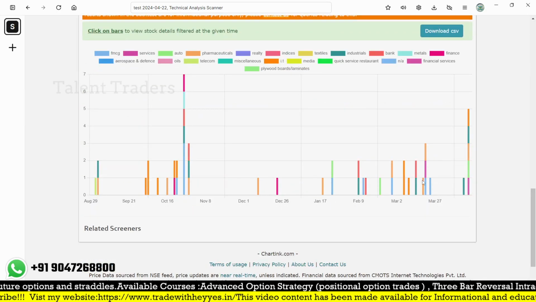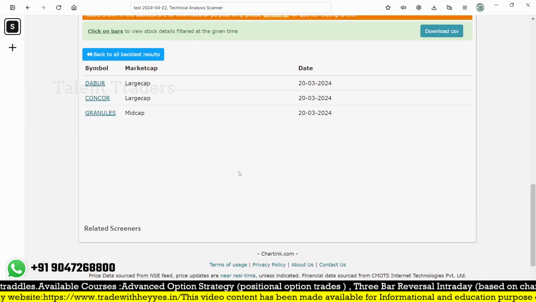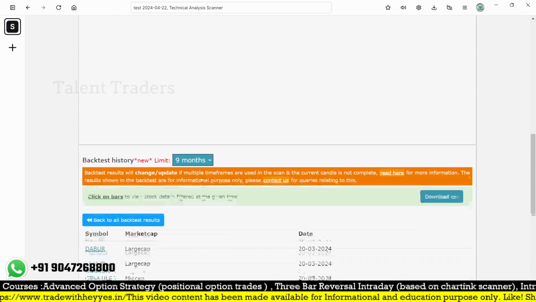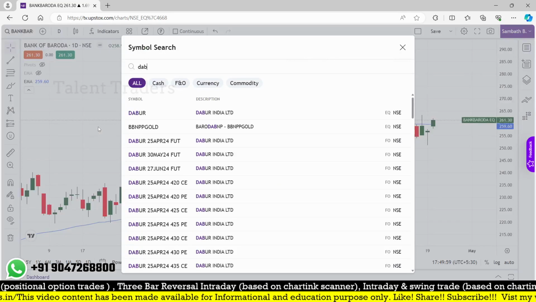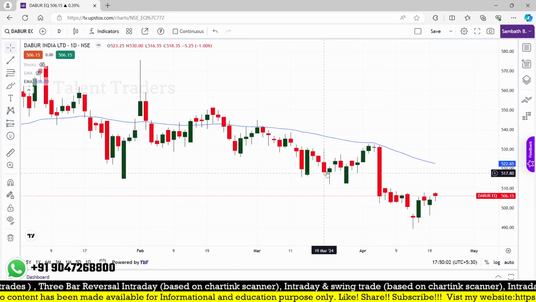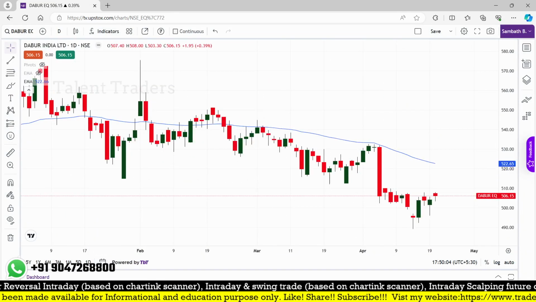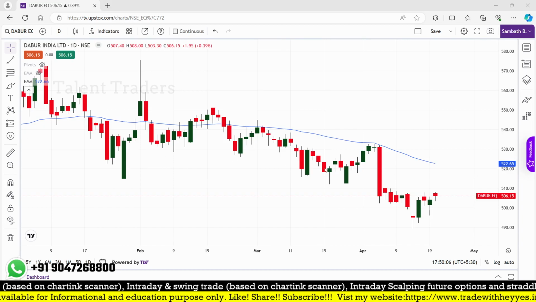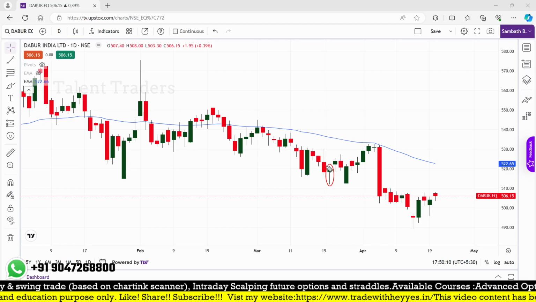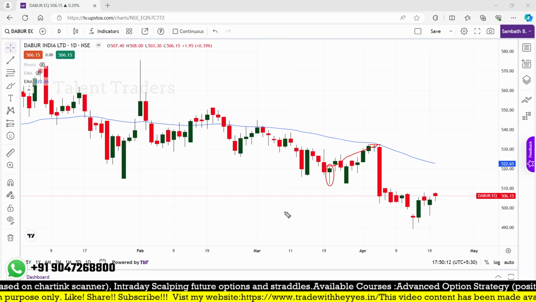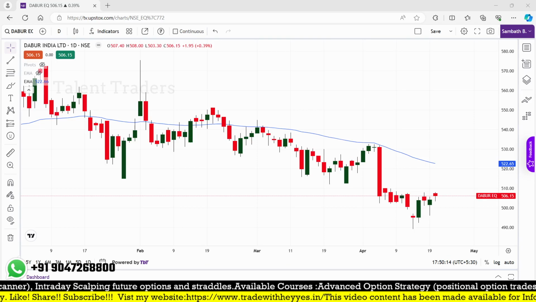Yeah, here very few number of stocks. Maybe here at this point, March 20, Dabur, Kansai Nerolac, and Granules. Maybe a backtest. Dabur. Here is the point where we got an opportunity in Dabur, exactly at the lower level, and from that we have an opportunity that was testing towards nearby the moving average. Okay, that one is right.